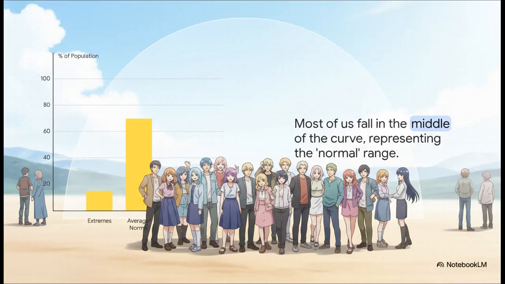So, as you can see, most of us, the vast majority, are clustered right there in the big hump in the middle. That's what we statistically define as the normal range. It's only when you start moving out toward the very ends, the tails of this curve, that behaviors become statistically rare or what we might call abnormal.